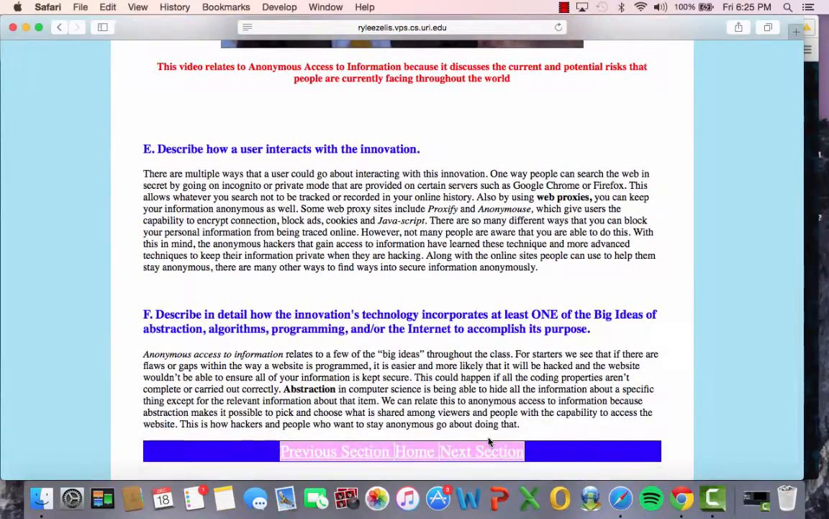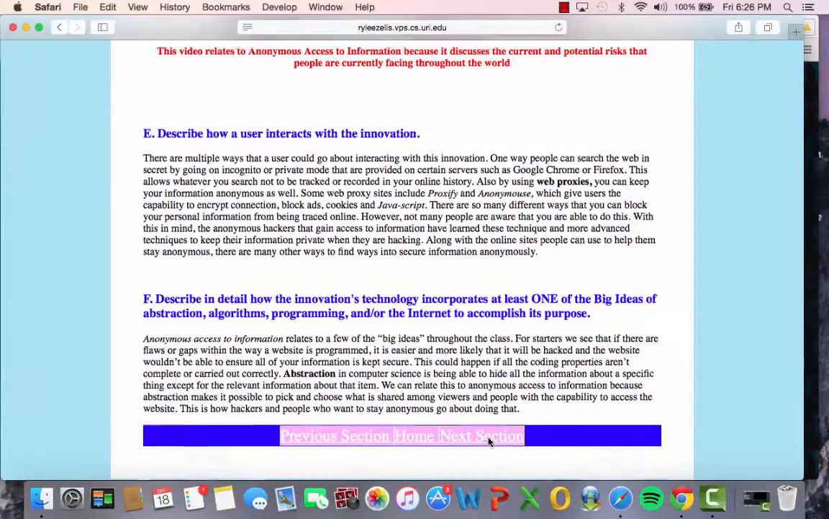For E, I had to describe how a user interacts with the innovation. Many people can hide their web activity using web proxies. Examples of these are Proxify and Anonymous, which gives users the ability to encrypt connection, block ads, cookies, JavaScripts, and there are also many different ways you can block personal information from being traced online. However, not many people are aware that you can do this, but many people that are aware of this are criminals.